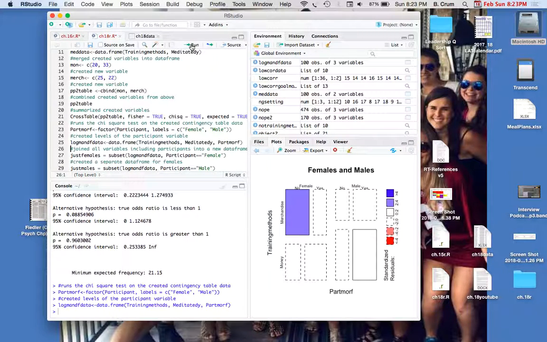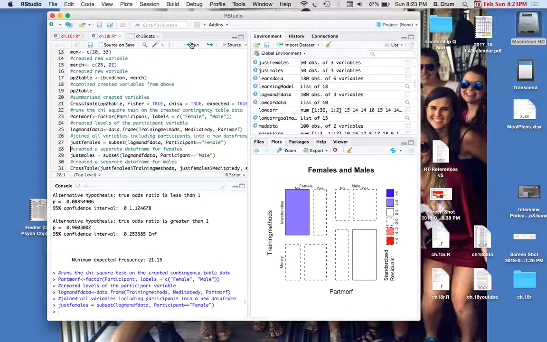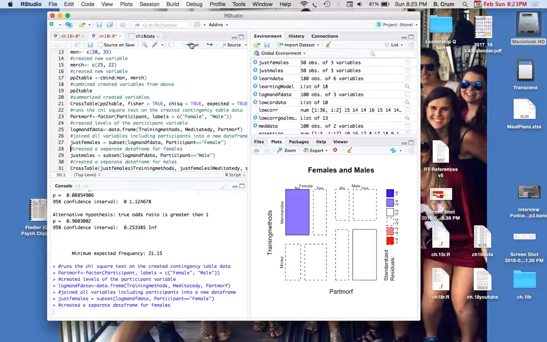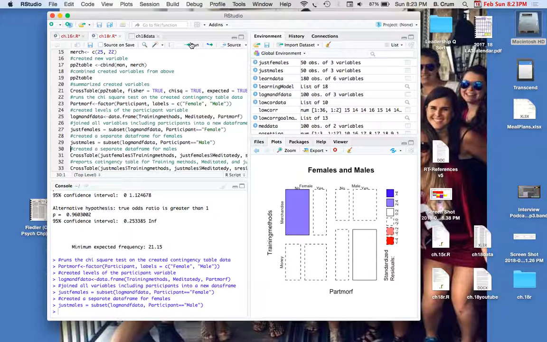And then, in order to see the effects of training methods on females and males separately, I used a subset function to create a data frame called just females, which included only cases for which the participant variable is exactly equal to the word females. And I did this for males as well, so this just separates them between males and females. So it splits the participants into two groups based on their gender.